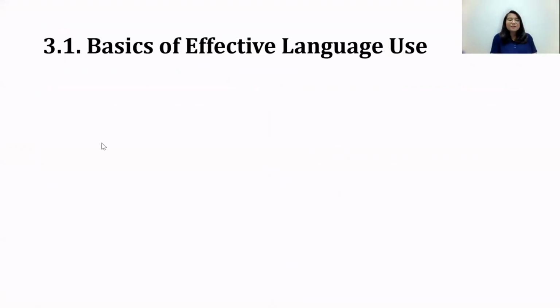use. All right, now we are in section 3 about basics of effective language use. It's not enough to know the mechanics of the language that we learned in the previous section, section 2. We also need to understand the effective use of the language that we have learned, so that the presentations that we deliver will be effective, will be efficient, and will be delivered well to our audience. Okay, let's find out the basics of effective language use.